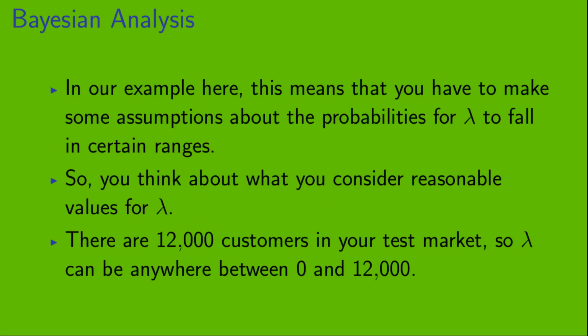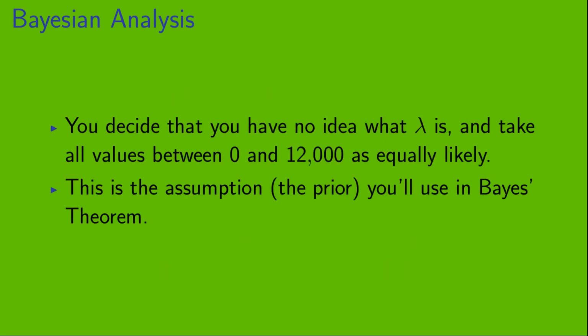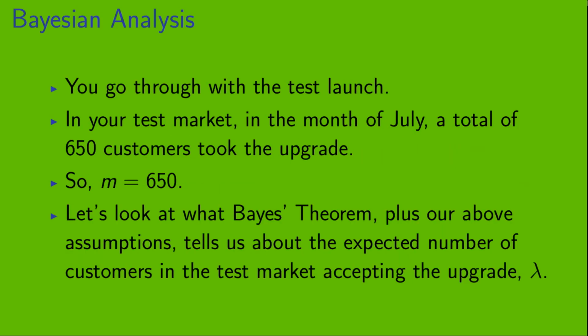In our example here, this means that you have to make some assumptions about the probabilities for lambda to fall in certain ranges. So you think about what you consider reasonable values for lambda. There are 12,000 customers in your test market, so lambda can be anywhere between 0 and 12,000. You decide that you have no idea what lambda is and take all values between 0 and 12,000 as equally likely. This is the assumption, or the prior, that you'll use in Bayes' theorem.